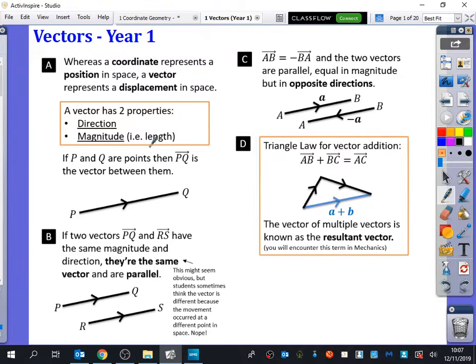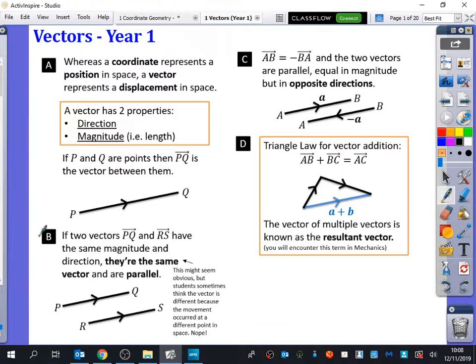of the vector. If P and Q are points, then PQ with an arrow drawn above it is the vector between them. Okay, that's some of the language that we're going to be needing to use here. Here's the point P, the position P. Here's the position Q. The vector PQ is the distance and the direction between those two points that we've got there.